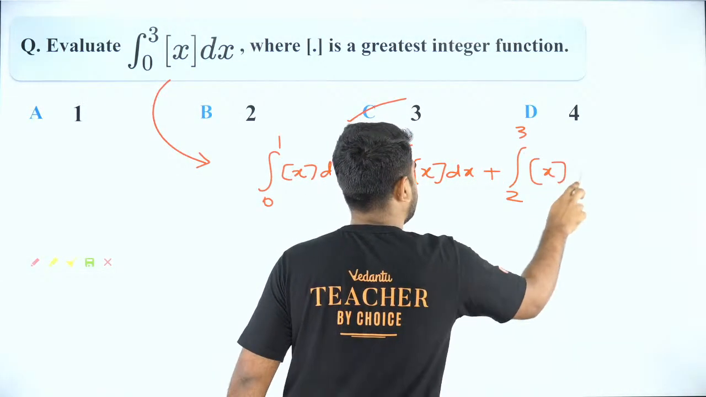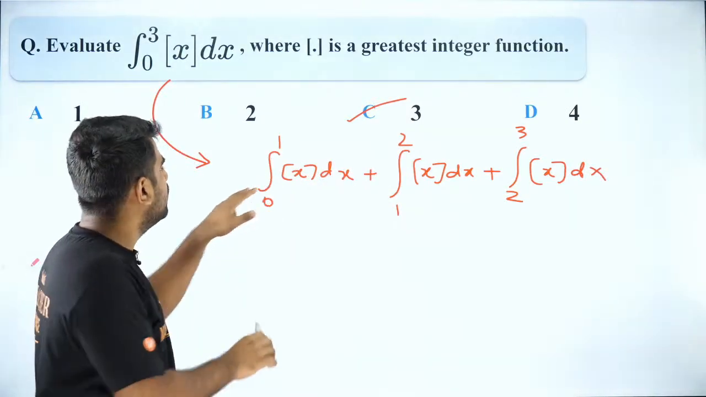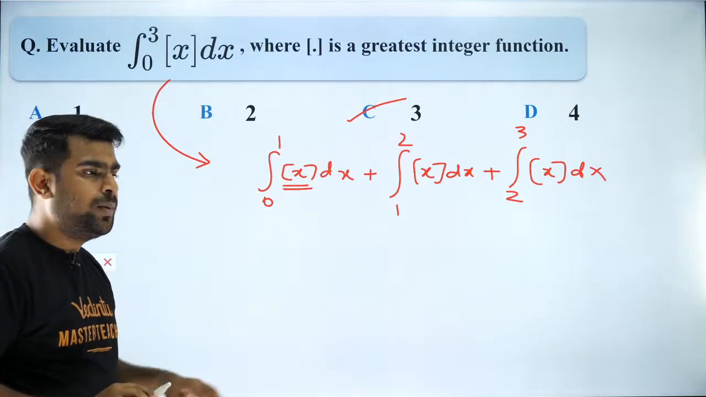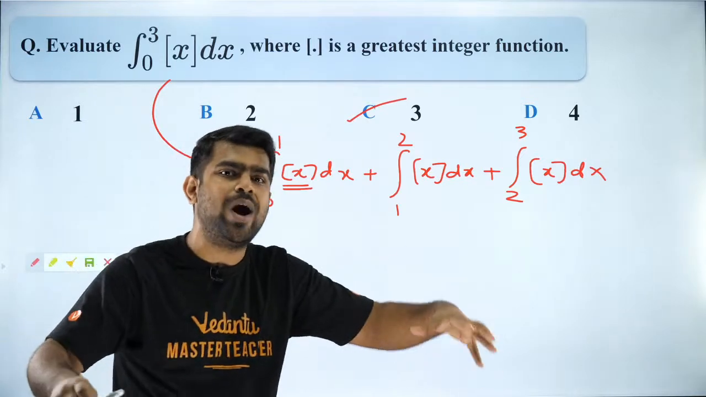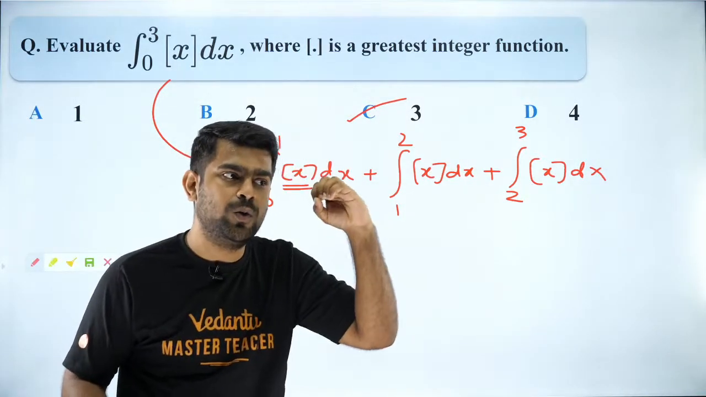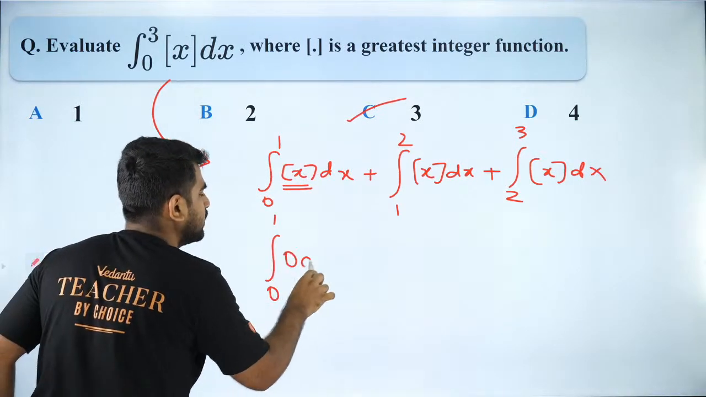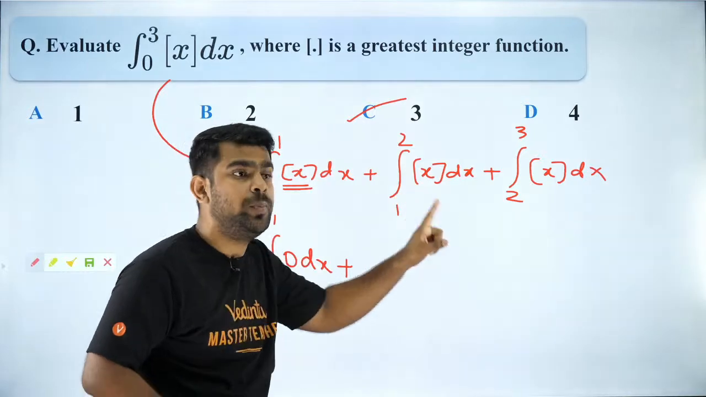Don't you guys agree with me on that? Are you all able to follow? Yes. So now between 0 to 1, what will be your GIF of x? Can you guys tell me? Between 0 to 1, the greatest integer function of anything between 0 to 1 is 0. So it is going to be 0 to 1, 0 dx, plus from 1 to 2, GIF of x will be 1.